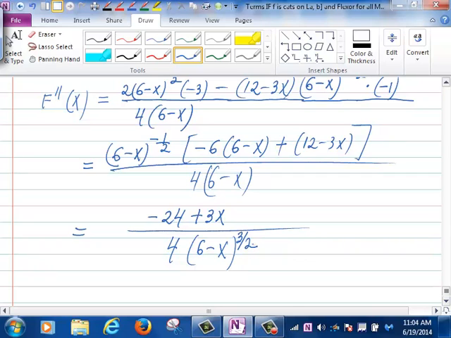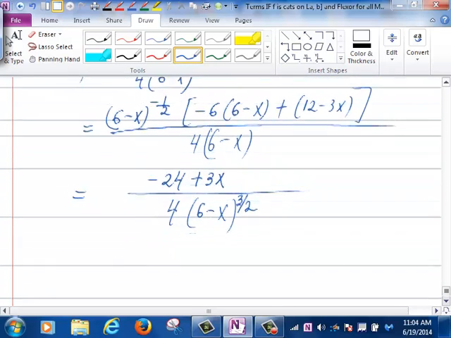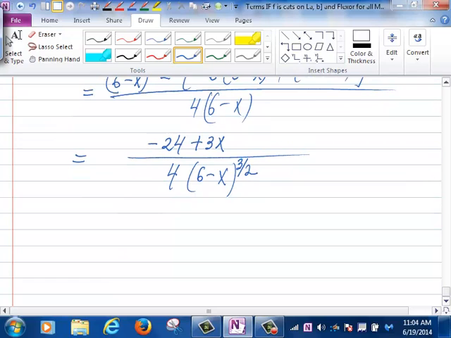Because 6 minus x to the negative half is the same as 1 over 6 minus x to the positive half. And then when you multiply them, you get 3 half. Okay, so we simplified the second derivative. And now it looks pretty simple. So now I have to solve.